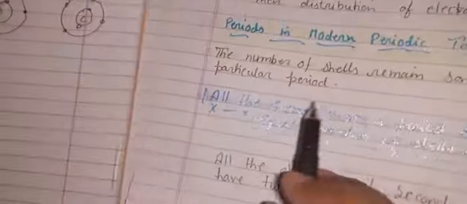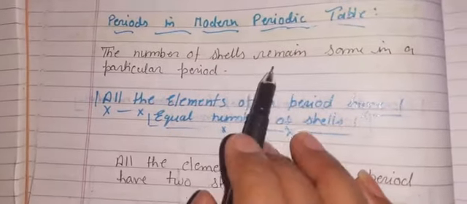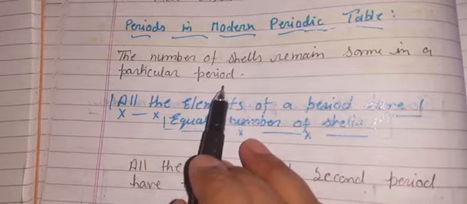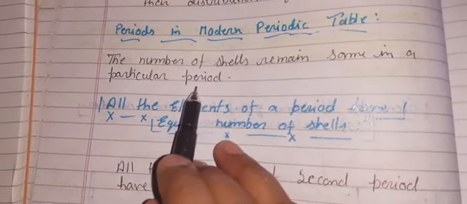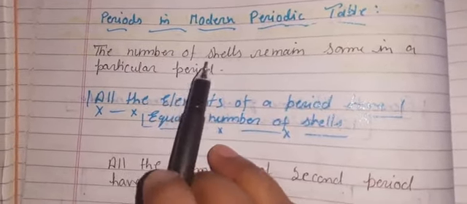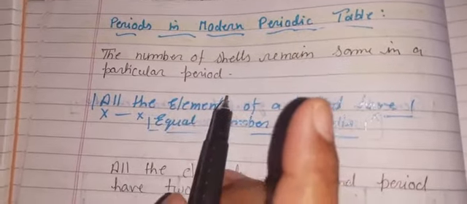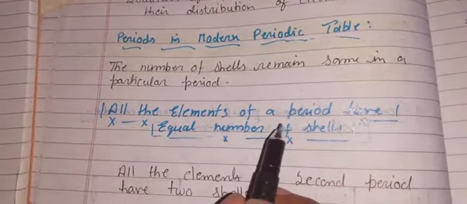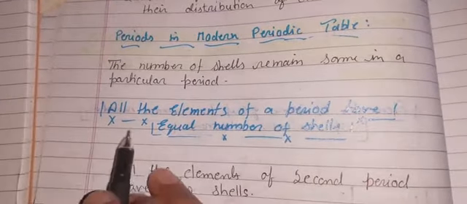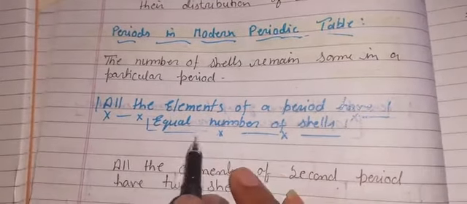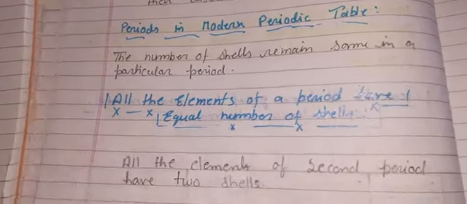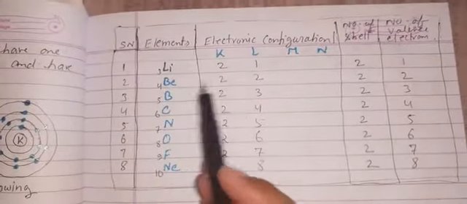That's why I've written that the number of cells remains the same in a particular period. If we are talking about the first period, it means all the elements of the first period have the same number of cells. As I have shown you, only one cell is there. In the second period 2 cells, in the third period 3 cells, in the fourth period 4 cells, like that. All the elements of a period have an equal number of cells, like we have written here.